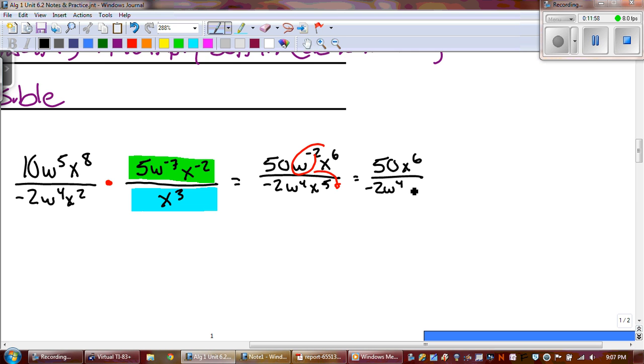The w to the 4, x5, and then we just brought down a w squared. Okay? Now, let's look at negative 50 over negative 2, or 50 over negative 2. When we reduce that, we get negative 25. I have more x's on top. I just have 1. And then on the bottom, we have w to the 6th power. Okay, so negative 25x, w to the 6th.